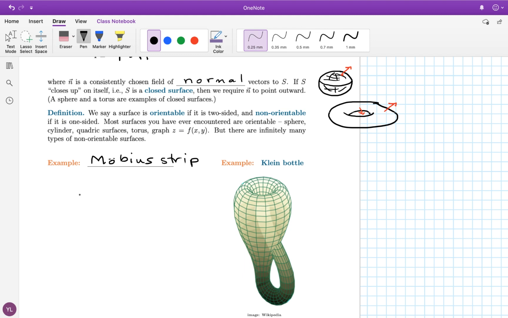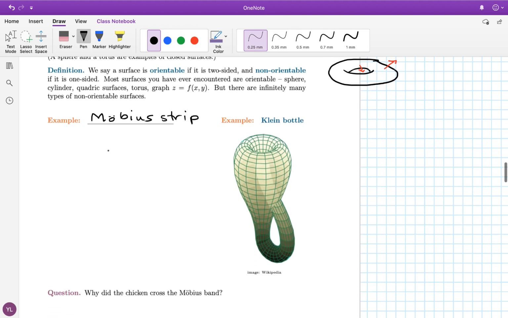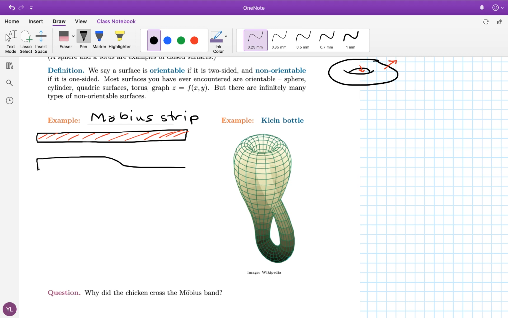And I think the best way to get an idea of what it looks like is to construct it from a rectangle. So imagine you had a long, thin band like this. So it's just a rectangle. That definitely has a front side and a back side, right? But what if you took one end of this and twisted it? So it would result in something that looks like this.